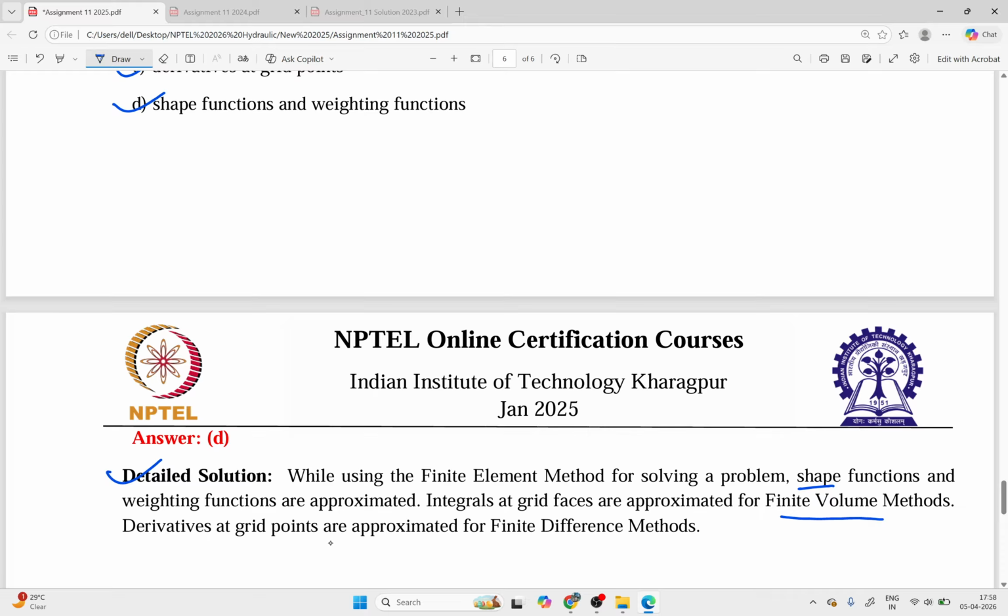Derivatives at grid points are approximated for finite difference method. All three are written here. For the finite difference method, you need to approximate derivatives at grid points. For the finite volume method, integrals at grid face. For the finite element method, shape function and weighting function need to be approximated. So these are very fundamental. All of these questions were from the very fundamentals of CFD.